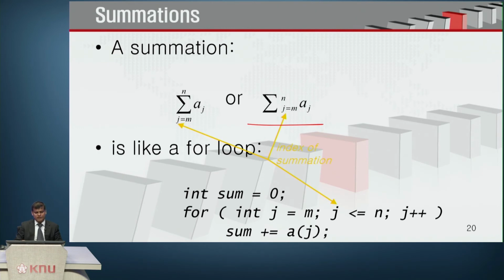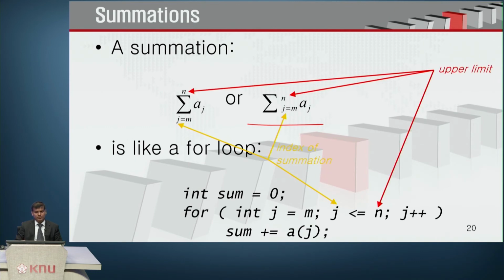So this is the index of summation where j equals m, and then you have the upper limit, which is j less than or equal to n. So this arrow is supposed to go here, that is the index of the summation, whereas it can go until it reaches n. Until that time it goes on adding all those terms, that is a of j, and the lower limit starts with m.